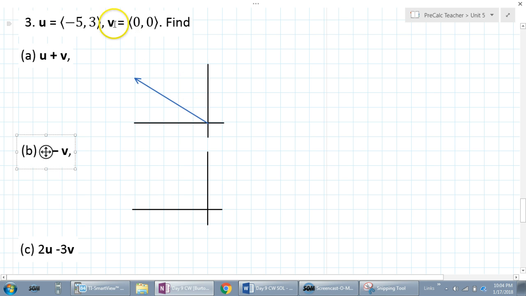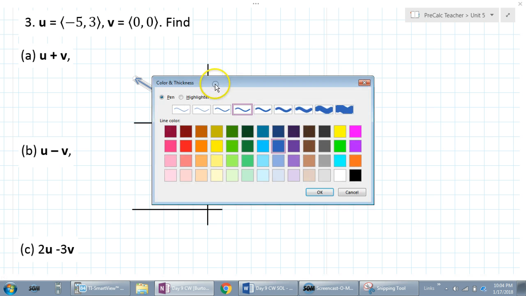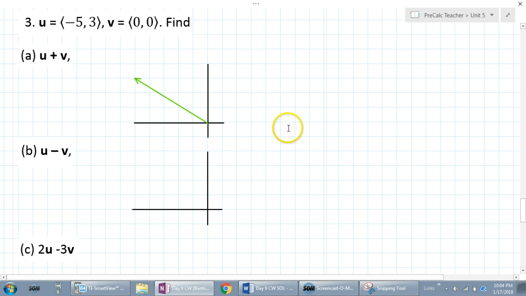And now I would normally go ahead and graph vector v, but it's over nothing, up nothing, so you're not going to be able to see vector v. Which means that this vector u is actually the solution. There's nothing more for me to do. In fact, I usually make the solution green, so in honor of that I'm going to switch this to a green vector because it is also the resultant vector.